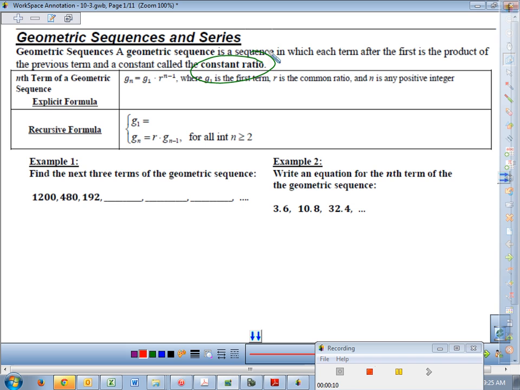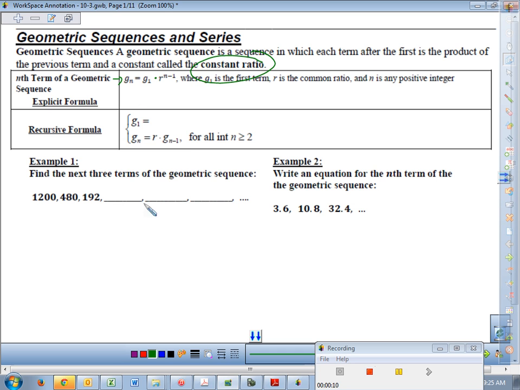Or you could think of it as dividing, but if you wanted to divide every term by 3, it's the same thing as multiplying it by 1/3 every single time. There's an explicit formula, the nth term of a geometric sequence. Remember, we try to use the letter G instead of the letter A for arithmetic, G for geometric. It'll be the first term times that common ratio to the n minus 1 power.